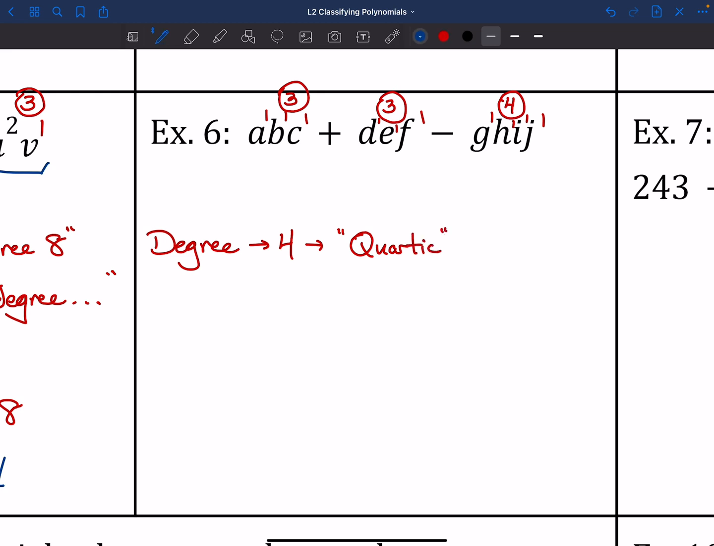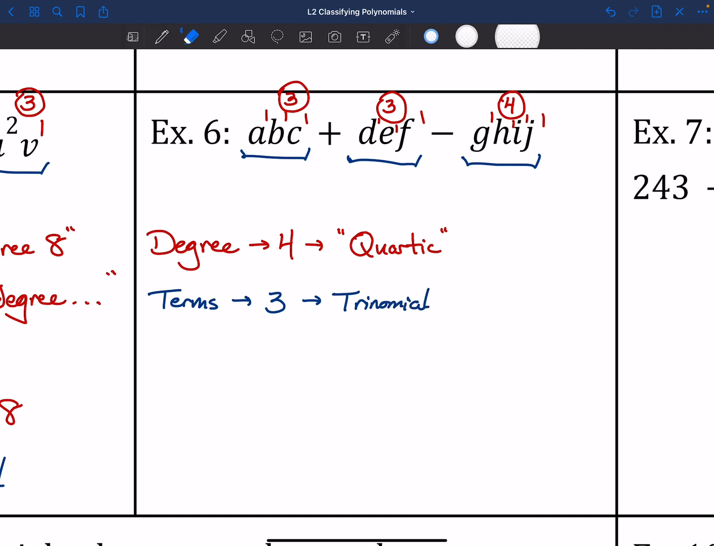After that, I'm taking a look at the number of terms in here. I've got 3 different chunks that are separated by adding and subtracting. So my terms are 3. That means that I call it a trinomial. So again, end of the day, all we have to do is smush those together. It's a quartic trinomial.